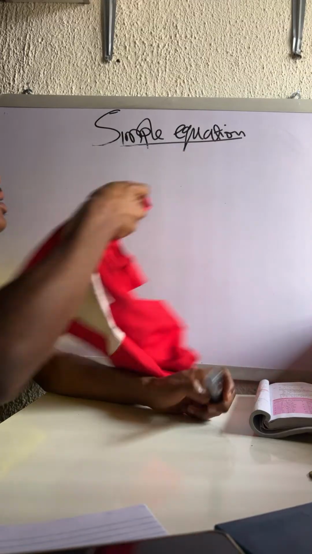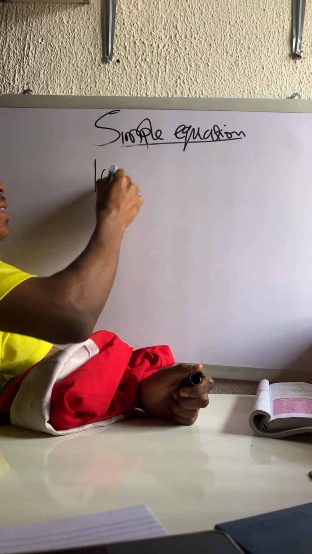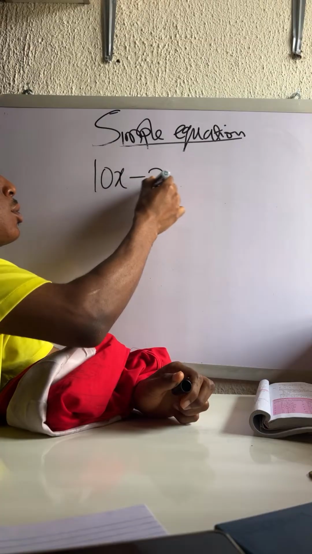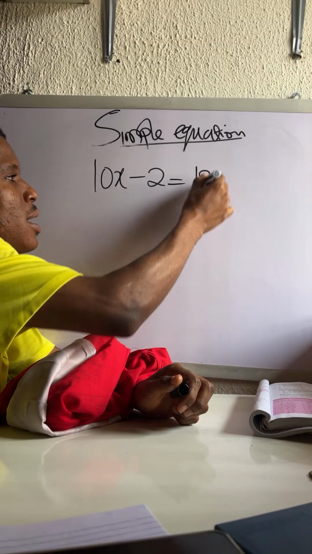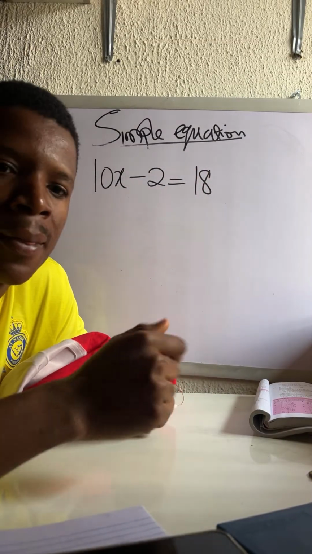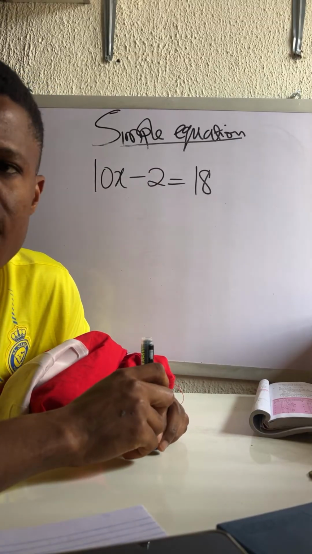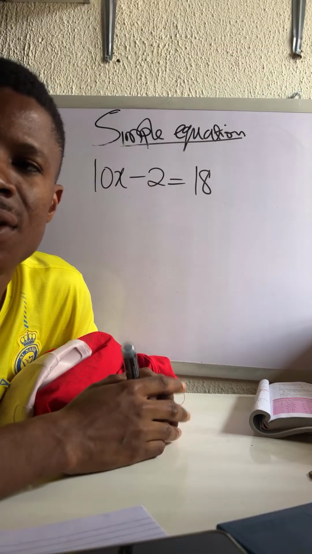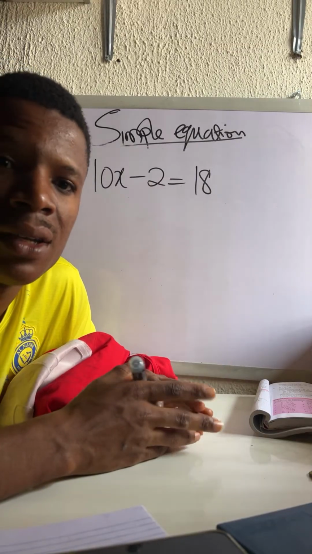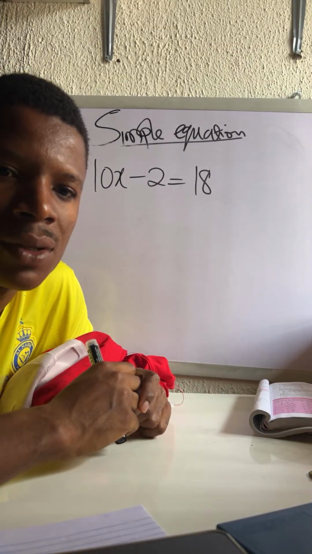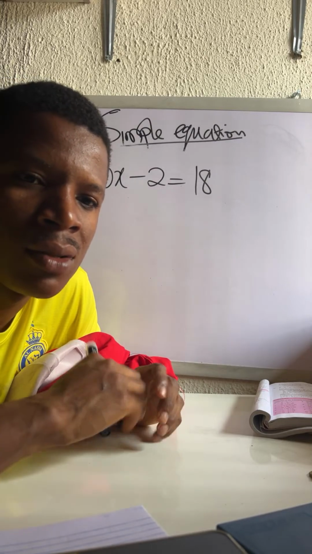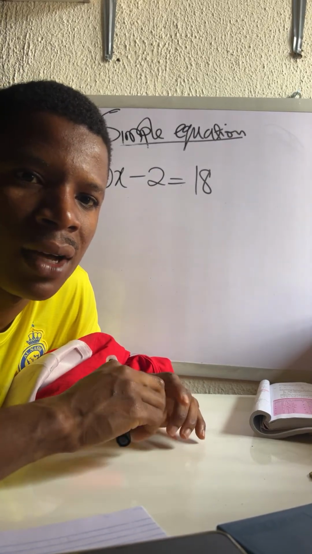So let's look at the next one. I have that 10x minus 2 is equal to 18. What is the value for x? Can you solve for the value of x? Let us know down in the comments.